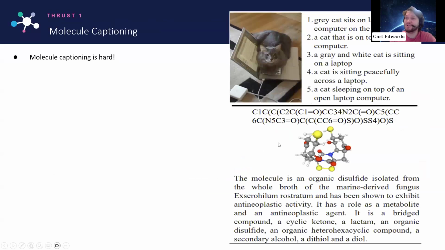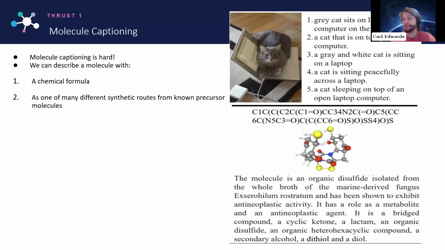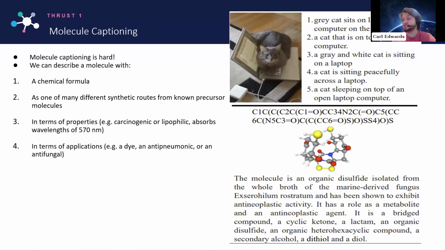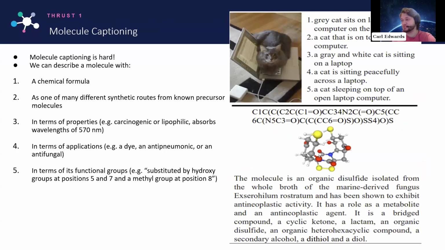However, this is pretty hard. A big reason for that is there's a lot of ways we can describe a molecule in terms of a formula or in terms of synthetic routes, in terms of the properties it has, in terms of the applications, like, oh, okay, this is an antifungal, in terms of the functional groups and many other methods. In the figure on the right, you can see 5 different captions for this nice picture of a cat, which I took from a popular image captioning data set.